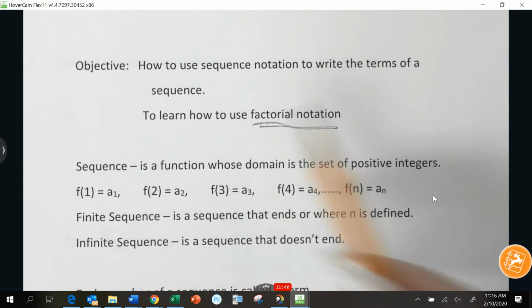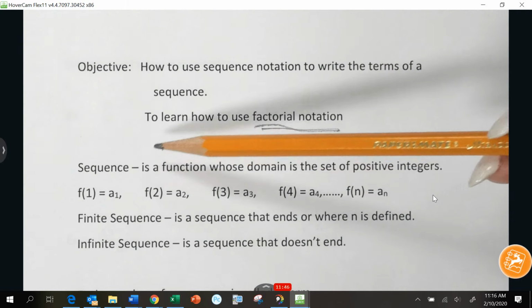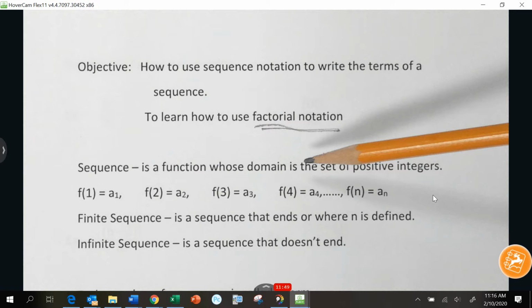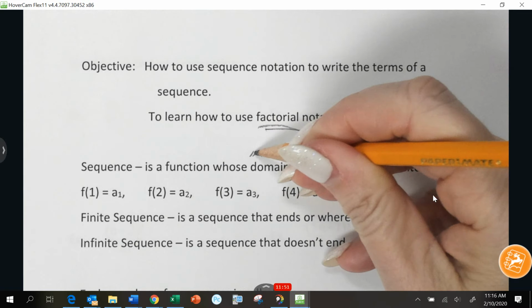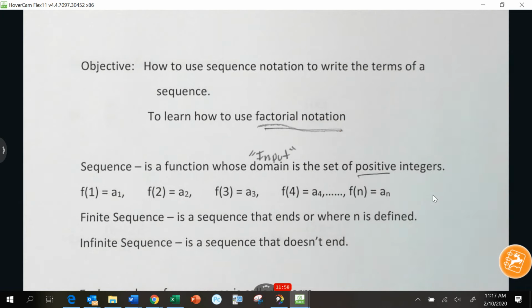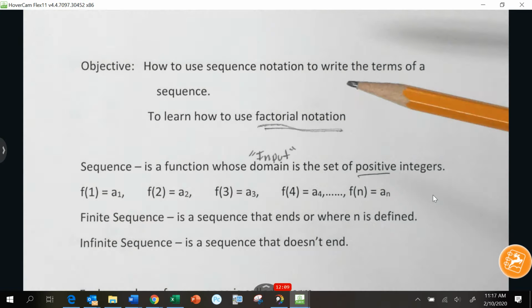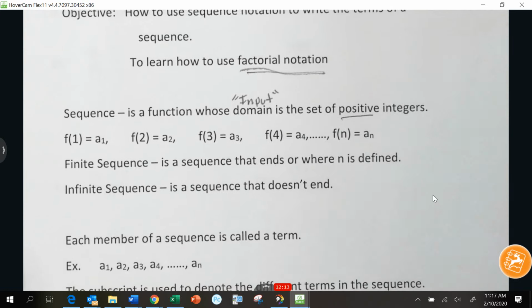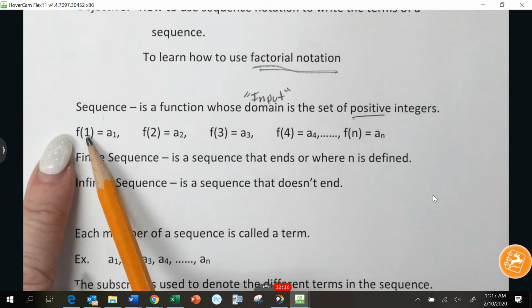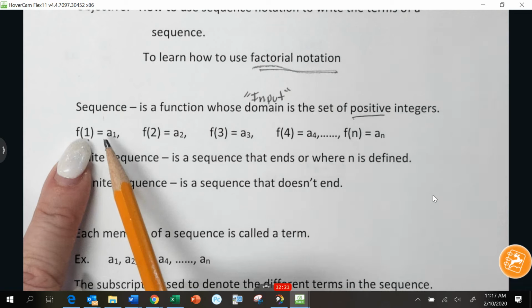And we have to add on factorial today. So a sequence is a function whose domain, the input, the numbers you put in, is the set of positive integers. That's why 0 is not a term. There is not a zero term. It starts at 1 because a sequence is a function that starts with the first term and is positive, like a sub 1, a sub 2. Here it's showing you that if you plug in 1, f of 1 gives you the value of the first term, a sub 1.